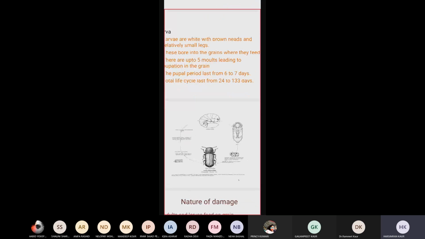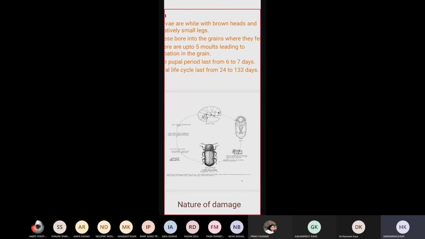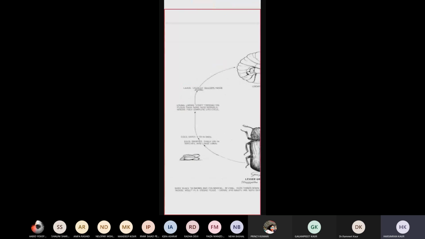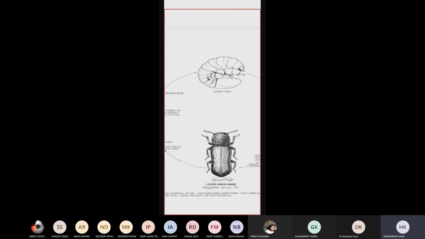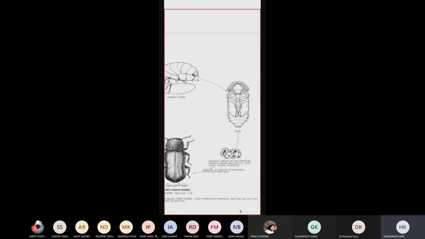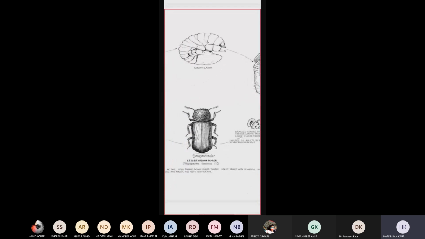Here you can see that the eggs hatch in 6 to 14 days and they are dropped singly or in batches into the loose grain. Then young larvae start feeding on the flour. They bore into the kernels where they complete their life cycle. This is the diagrammatic representation of the grown larva. It has small legs. Then the larva further changes into pupa, and the pupa damages grains by hollowing out the inside, leaving only shells. This affects the quality of the flour produced, and they emerge as adults. This is the adult of the lesser grain borer, that is Rhyzopertha dominica.